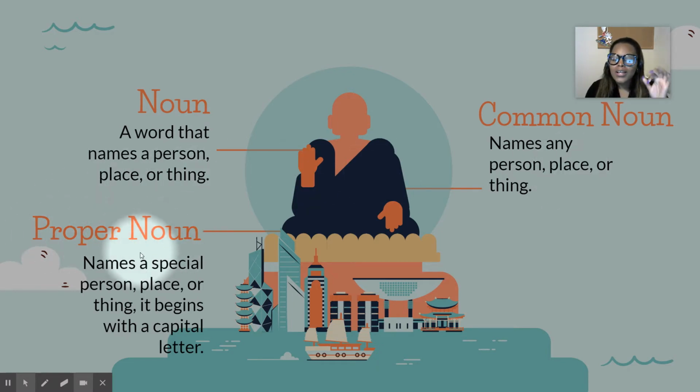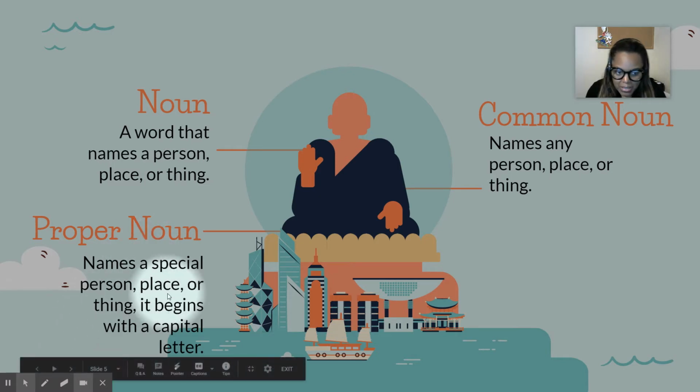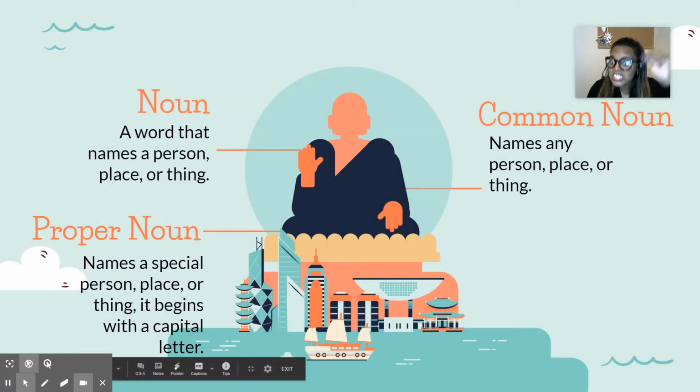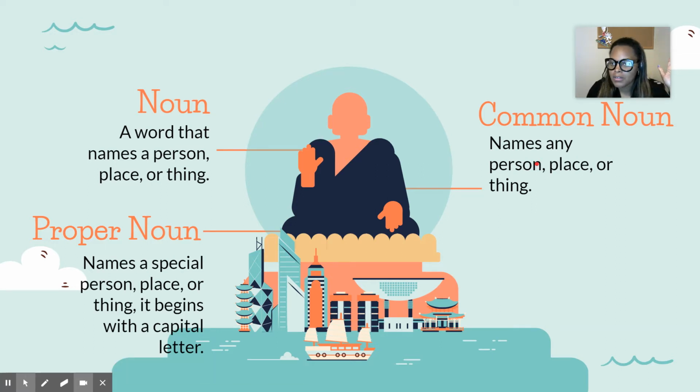Now, the proper noun names a special person, place, or thing. It begins with a capital letter. So that is your biggest difference, or that is the difference between common and proper. The common, the regular nouns, basically, they just name things. But your proper nouns are special, so they get a capital. Okay, that's why you are a proper noun, because you are special. So you capitalize your first, middle, and last name. You capitalize Mom. You capitalize Dad. You capitalize Georgia, Florida, Tennessee. You capitalize those things because they're special. They're important. They're not regular.